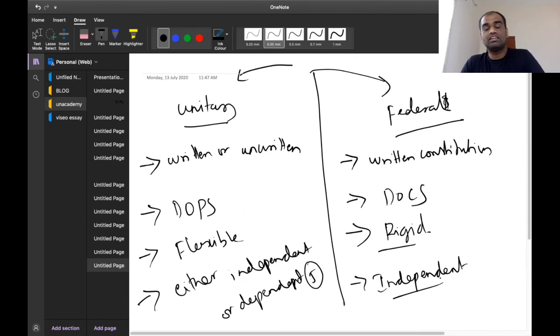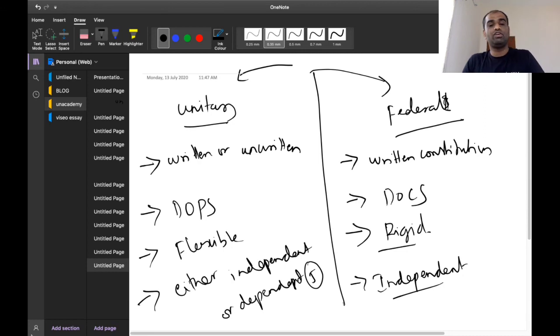But if you look at the case of India, what India has done is that they have combined both the aspects of UK as well as USA while making the Indian constitution. While India is a parliamentary form of government, India also has a written constitution. UK follows a parliamentary form of government, but in UK there is no written constitution. But in India, even though we are following a parliamentary form of government, there is a written constitution.